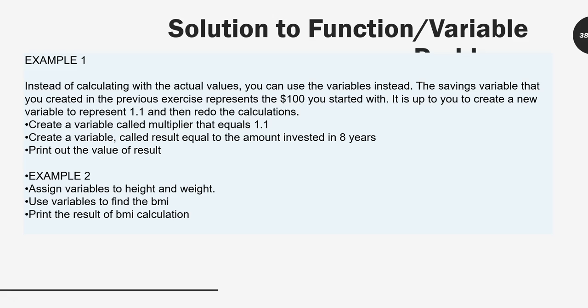You should have done certain things on this problem. You should have created a variable called multiplier or another variable name of your choosing that equals 1.1, since the 1.1 happens every year. Then create a variable called result or total or however you choose to name it, to make sure that it equals the amount invested in 8 years. And then print out the result in IDLE. Of course, as you're doing your coding, you always want to make sure that you are writing your comments with a hashtag.